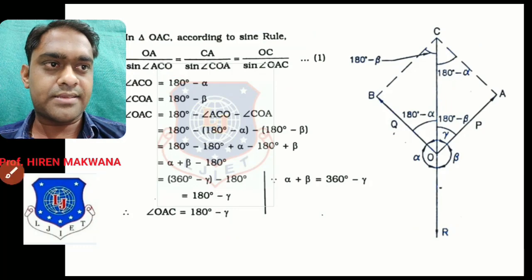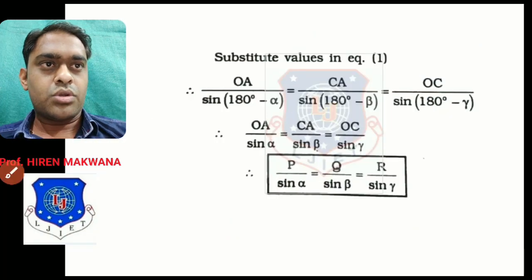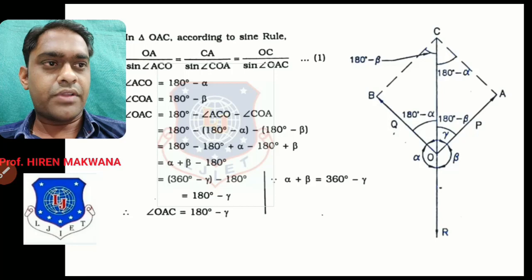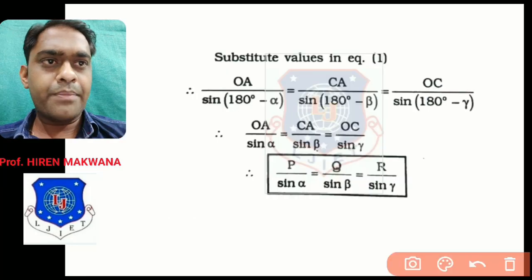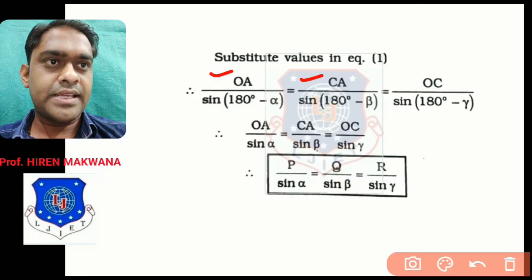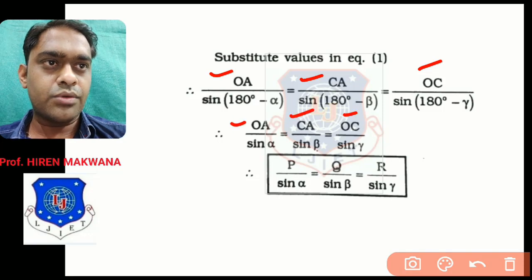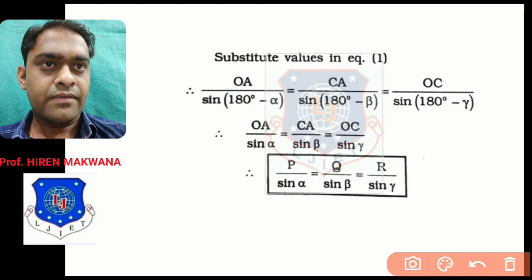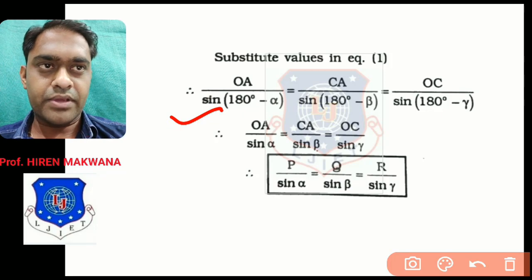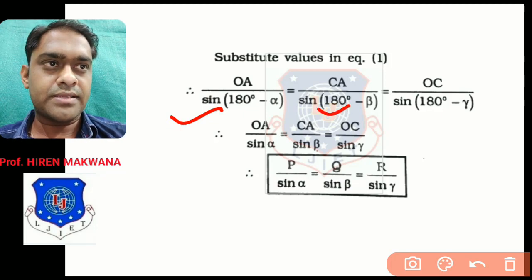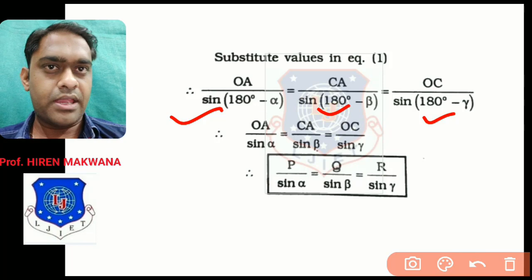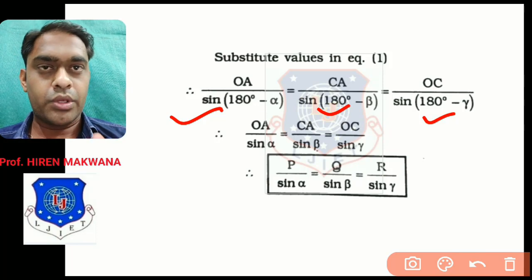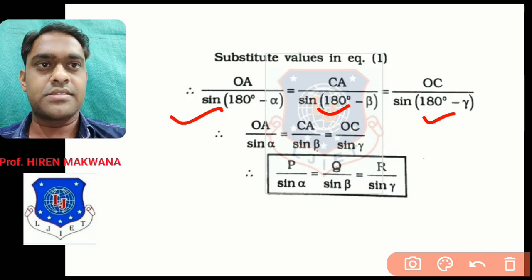Let us check next. So substituting the values in this equation, what happens now? OA, CA, OC. So these three sides are forces P, Q and R. Now check the divisions. What are the angles? First one is sine of 180 minus alpha, the first angle, sine of 180 minus beta, sine of 180 minus gamma. I have already explained this. You can go back and check the angles.